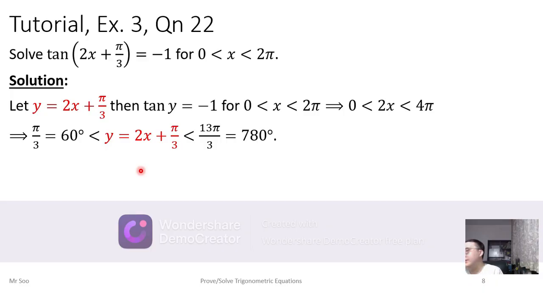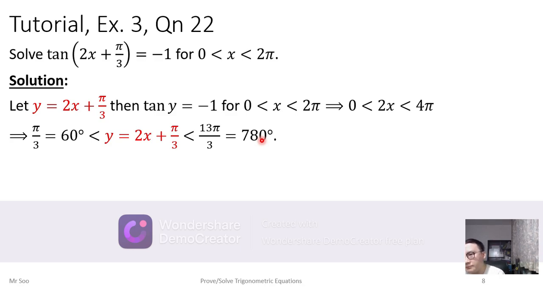If you get, let's say, 50 degrees or worse, minus 40 for one of the answers in y, then something is wrong. Because here I already worked out my inequality. My y should lie strictly between 60 degrees and 780 degrees, or pi over 3 to 13 pi over 3. So when you work out your answer for y, it should lie in this range. It cannot lie outside of the range.